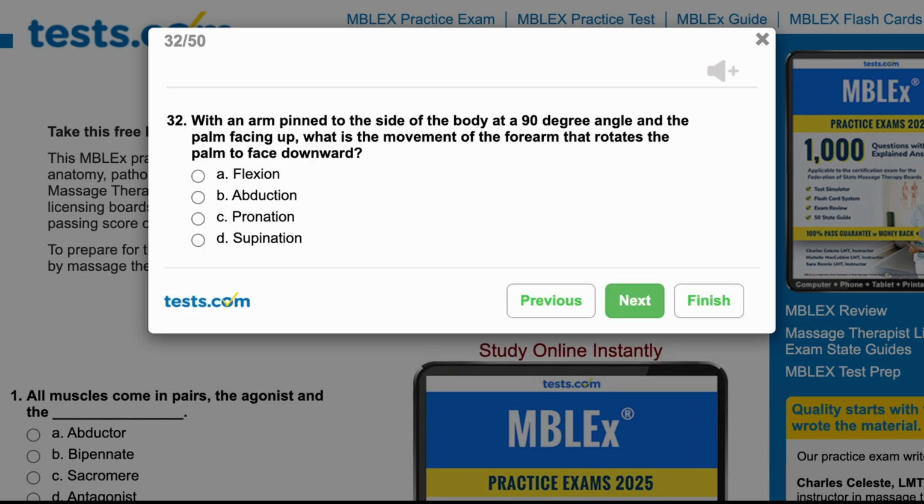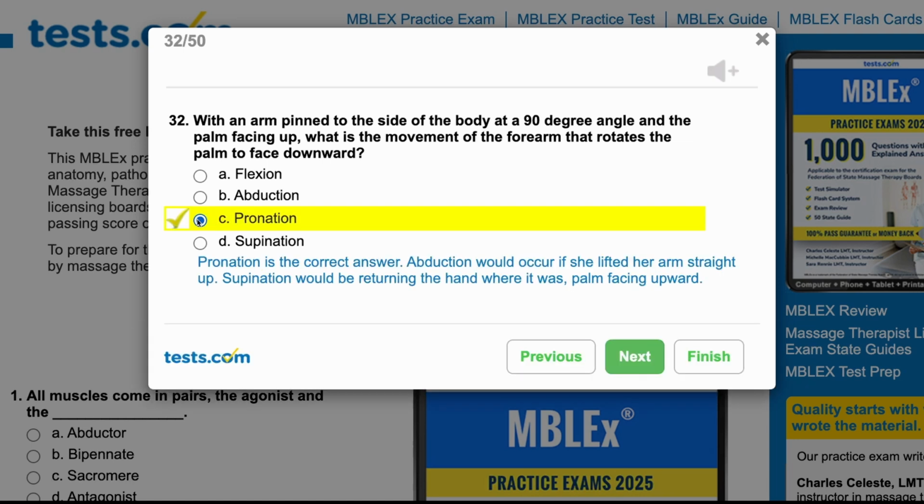Question 32. With an arm pinned to the side of the body at a 90-degree angle and the palm facing up, what is the movement of the forearm that rotates the palm to face downward? A, flexion. B, abduction. C, pronation. D, supination. C, pronation is the correct answer. Abduction would occur if she lifted her arm straight up. Supination would be returning the hand where it was, palm facing upward.